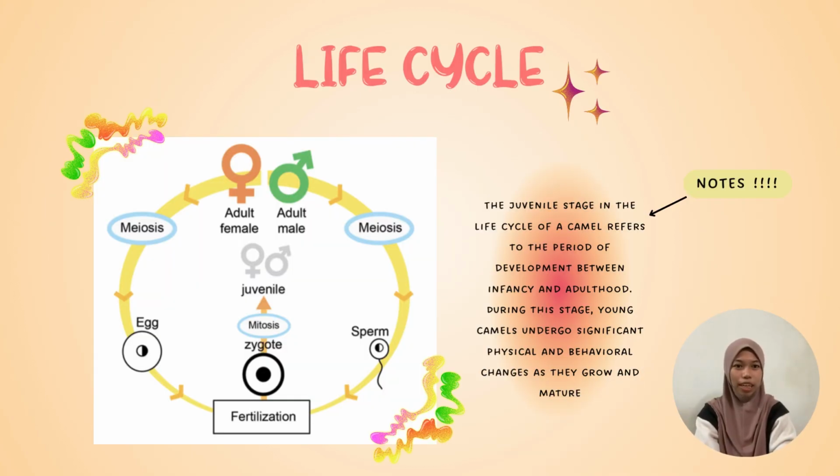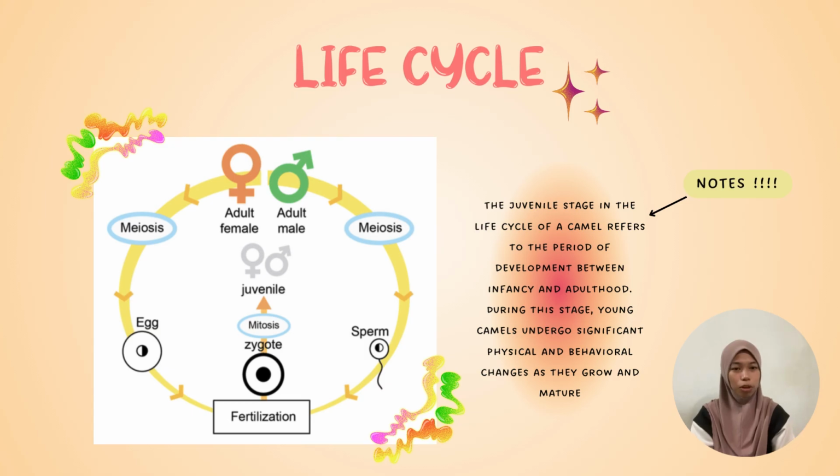Hi, my name is Nurhira Kairunisa and I will explain about the life cycle of a camel. The life cycle of a camel typically consists of several stages. In camels, as in most sexually reproducing organisms, meiosis is a fundamental process that occurs during the formation of reproductive cells, with sperm cells in males and egg cells in females. In the meiosis process, it begins with prophase 1, metaphase 1, anaphase 1, telophase 1, and cytokinesis, which divides into two daughter cells, each containing half the number of chromosomes as the original parent cell.